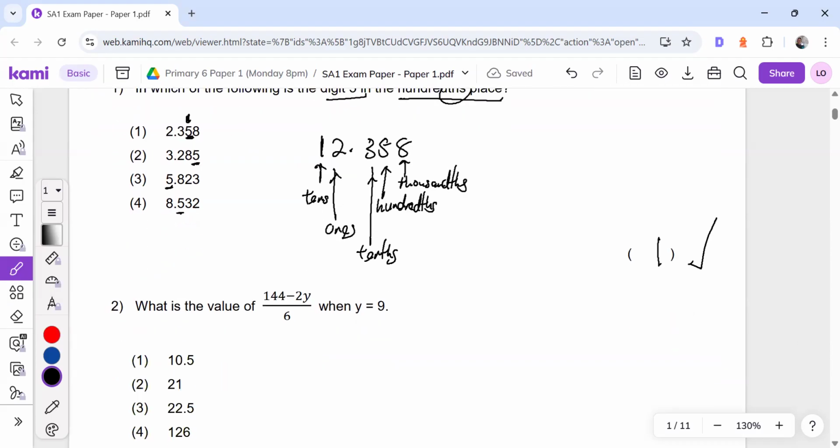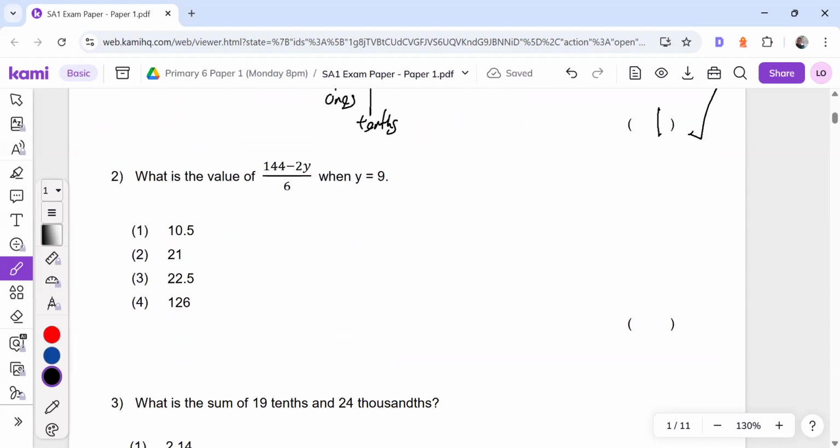Okay, next one. Question number two, the answer is number two. If you have a mistake, it could be because you break up the steps. You should not break up the steps. What do you mean? It means you take 144 minus 2 times y. 2 times y is 2 times 9, which is 18. So put everything together in one big step so that you don't miss out anything. Then you take 144 minus 18 and do your working.